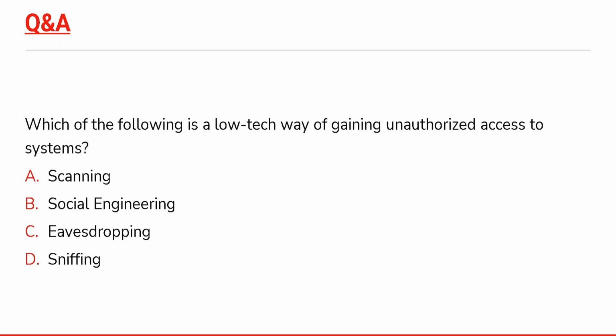So over here, the correct answer is social engineering. That is the low-tech method we have. Using that, we will be able to gain access to the victim system. What the attackers do is pretend that they are our schoolmate, or that they are from our office, and many more.